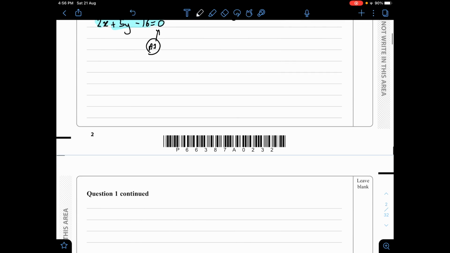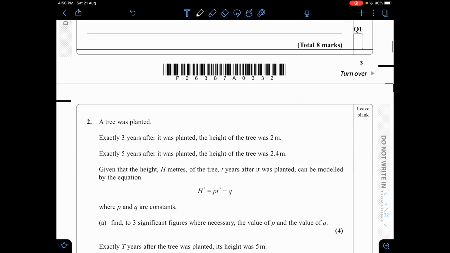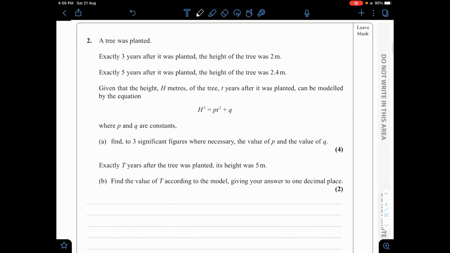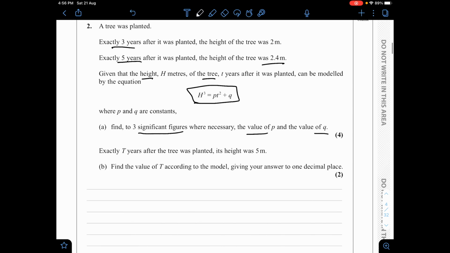Alright, so moving on to question number 2. A tree was planted. Exactly 3 years after it was planted, the height of the tree was 2 meters. Exactly 5 years after it was planted, the height of the tree was 2.4 meters. So we've been given an equation that correlates the height and the time. They're asking us to find the values of p and q to 3 significant figures. Okay, so let's see what we can do here.